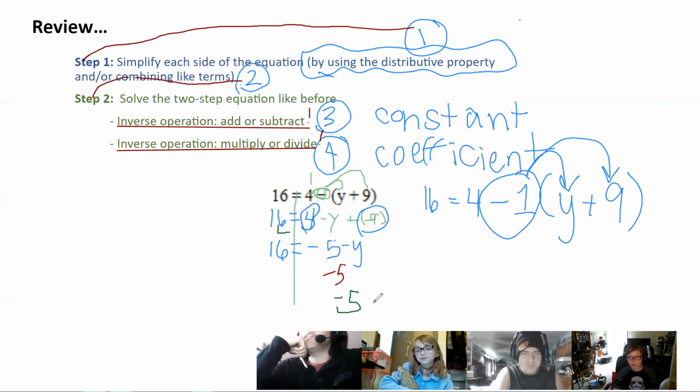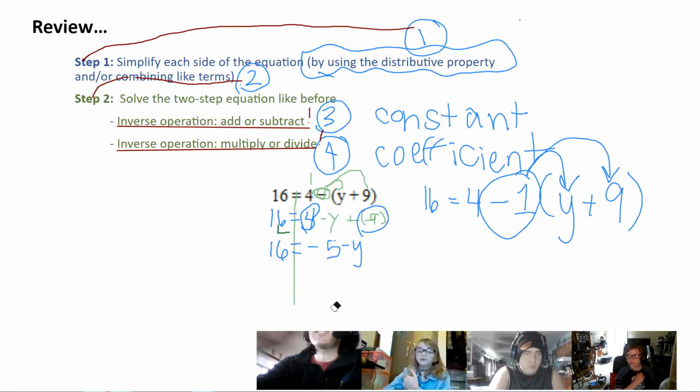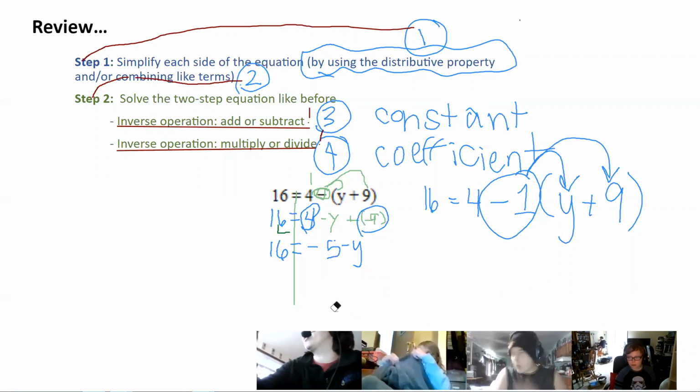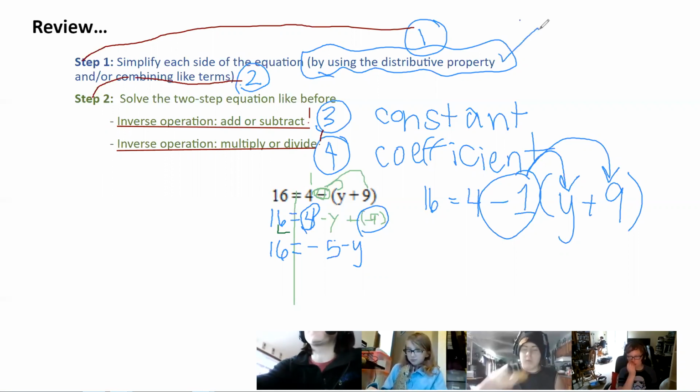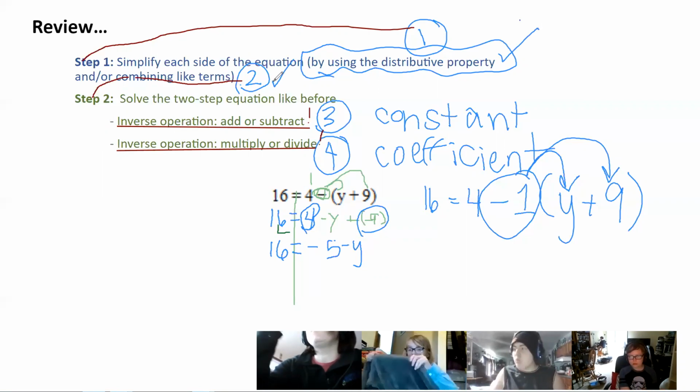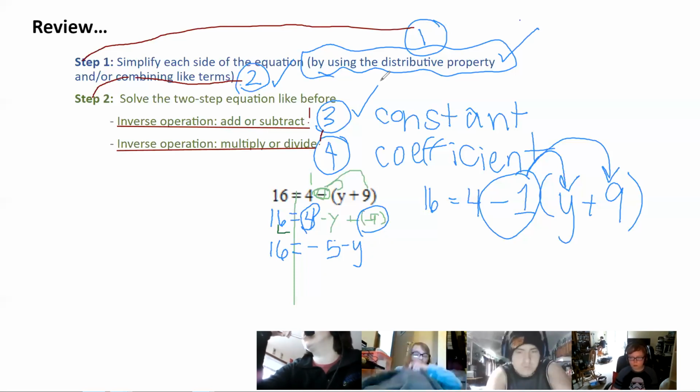Do you guys see how that's -5? See where we're getting that from? We combined the 4 and the -9, and we got -5. So now we want to get rid of that constant, because we did our distributive property, we did our combining like terms. Now we're going to get rid of the constant. What number is the constant in this equation? What number is the constant? Not 16. It is a constant.